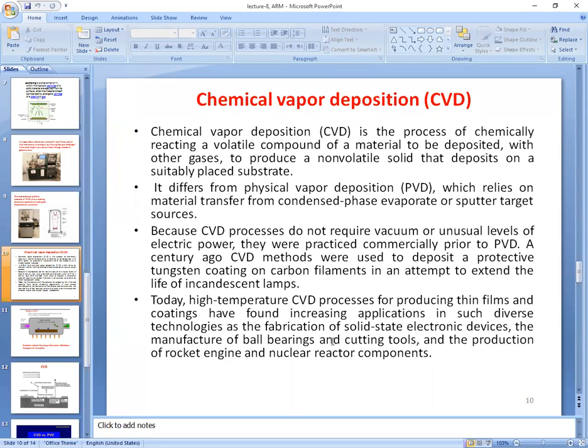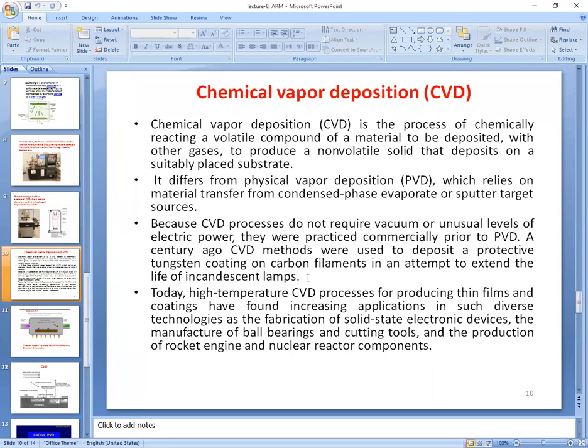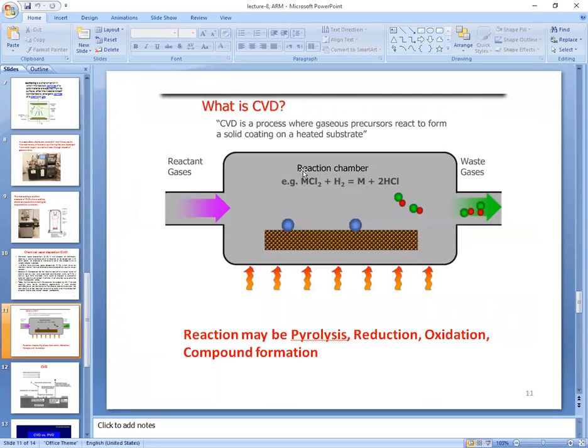Okay, so what happens during a CVD? We have reactant gases. CVD is a process where gaseous precursors react to form a solid coating on the heated substrate. So this is a substrate, you can see, and these are the reactant gases which are allowed to come to this chamber, and in this chamber a reaction takes place. And what may be these reactions? These reactions may be the pyrolysis, reduction, oxidation, compound formation, etc. So all these can be reactions.